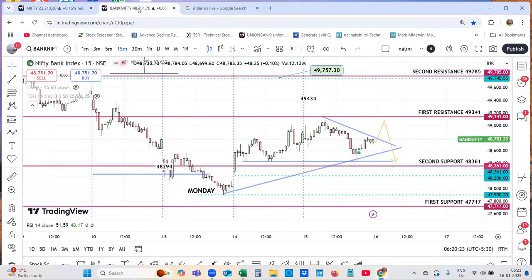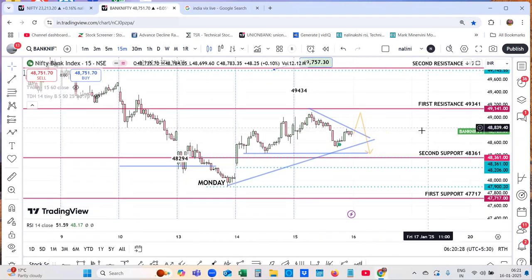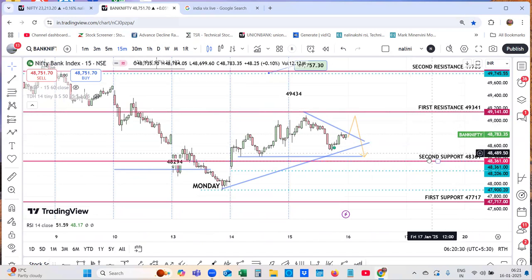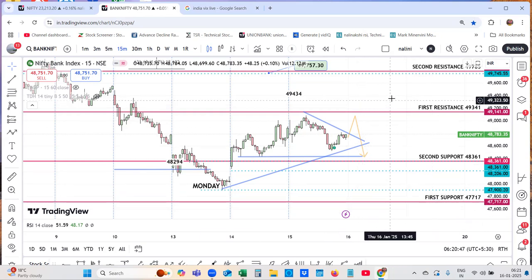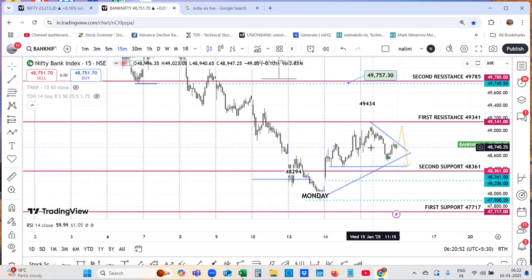Coming to Bank Nifty, it can also do the same thing. And I've calculated the levels: the first resistance as 49,341, the second support as 48,361, the first support as 47,717, and the second resistance as 49,785. So if I place the cursor, this is Friday's low.